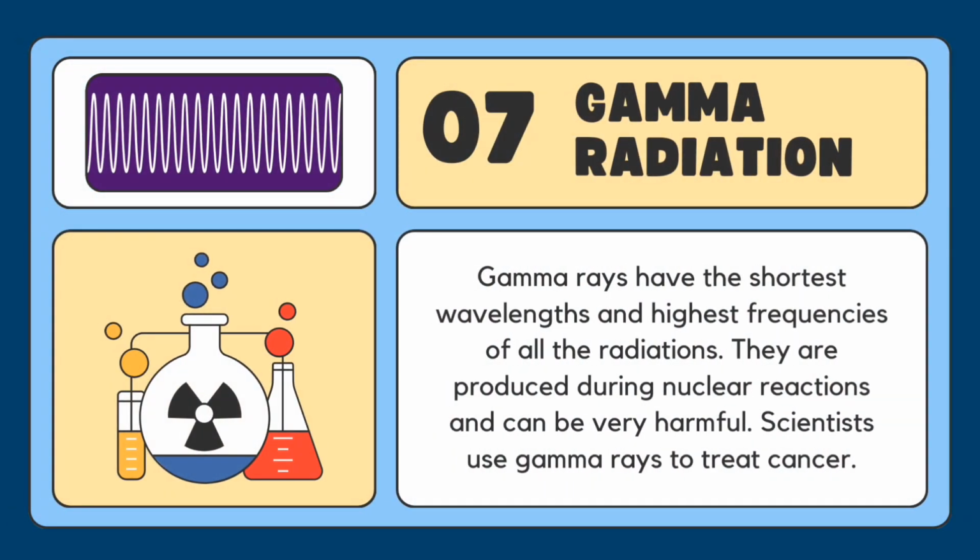Now we would be learning about gamma radiation. Gamma rays have the shortest wavelengths and the highest frequencies of all other radiation. They are produced during nuclear reactions and can be very harmful. Scientists use gamma rays to treat cancer.